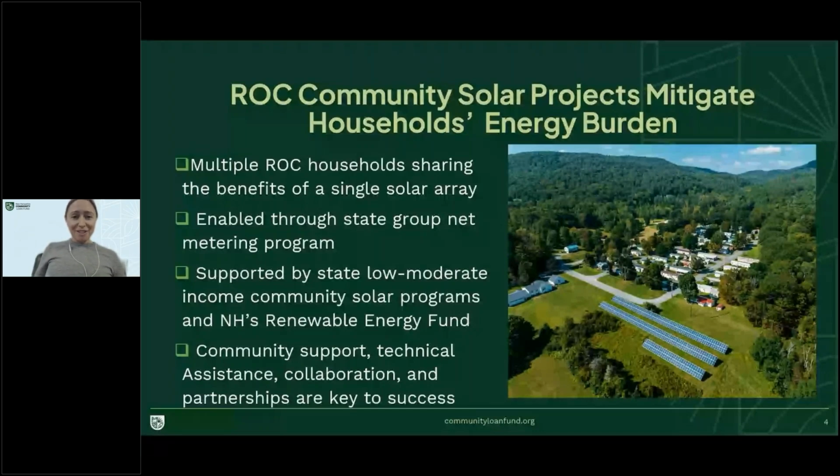And then something I want to really spell out about doing successful low-income community solar projects and community solar projects in manufactured housing parks is the importance of having the community support, the importance of technical assistance, and also collaborations. So the technical assistance that we provide our ROC communities for these projects doesn't just come from ROC New Hampshire, it comes from a number of different organizations. And those partnerships and relationships have been really key in the success of these projects.